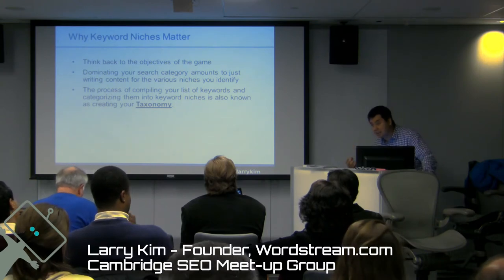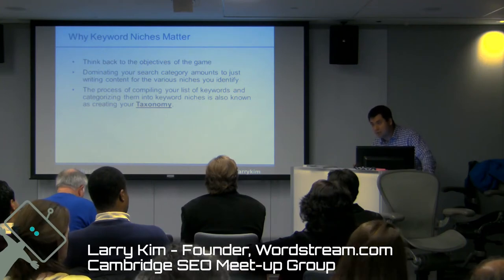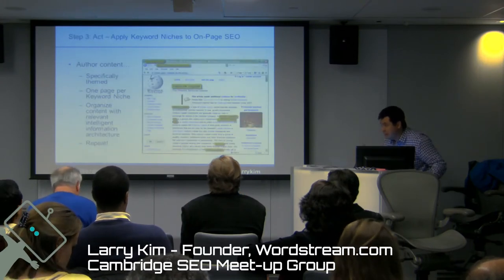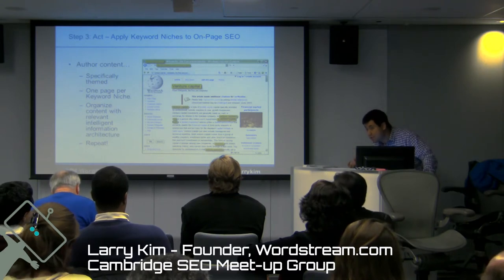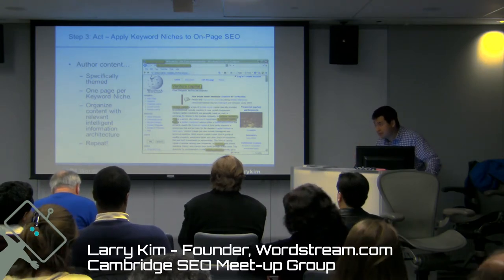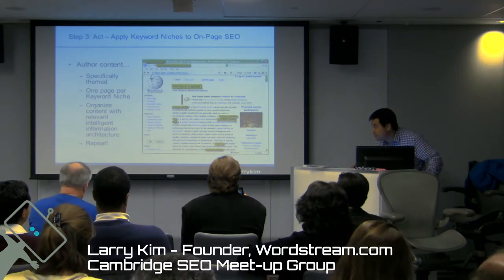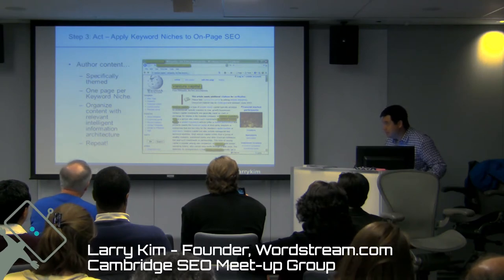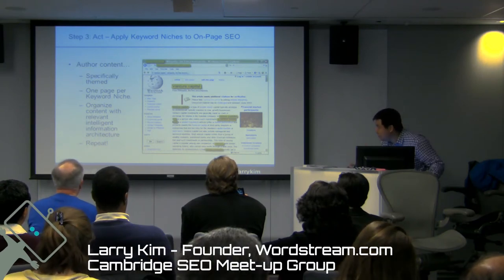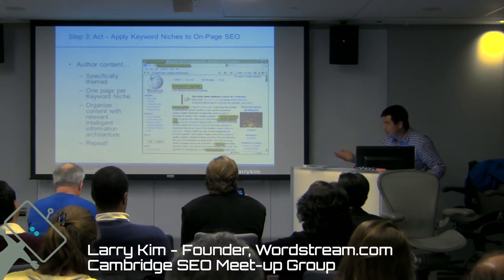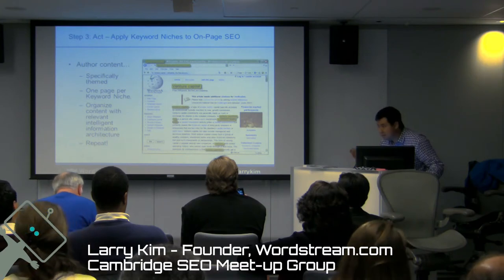This is called creating a taxonomy. A taxonomy is kind of like the mapping of the keywords within your industry niche. Taxonomy is a very important concept because once you identify all the different niches in your space, then the last step in this process, remember there was a three-step process, was to act on that taxonomy. So specifically, now that we've identified the niches and the taxonomy, it's just a simple recipe. You just author content, one page that's themed for every niche that you've identified.